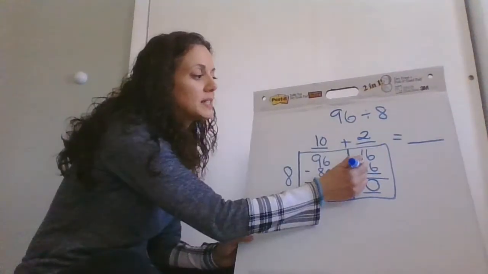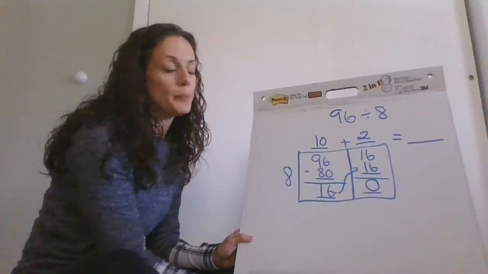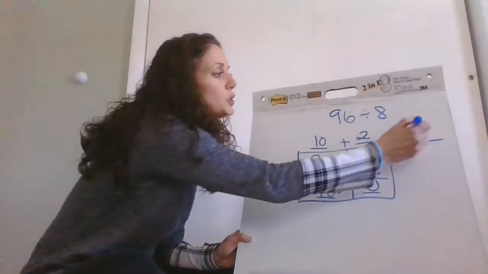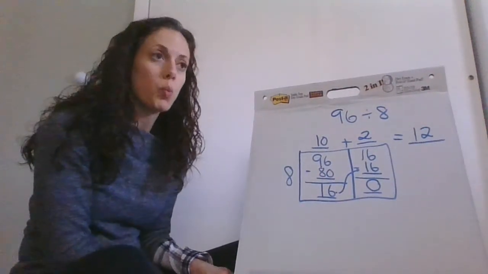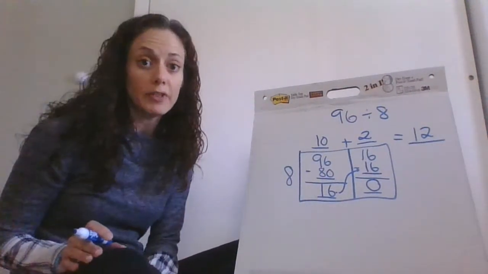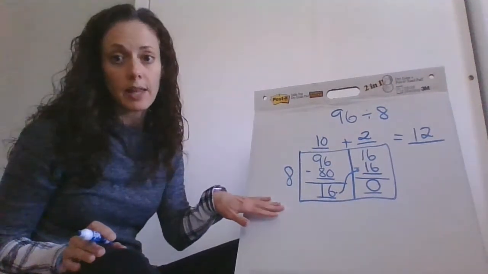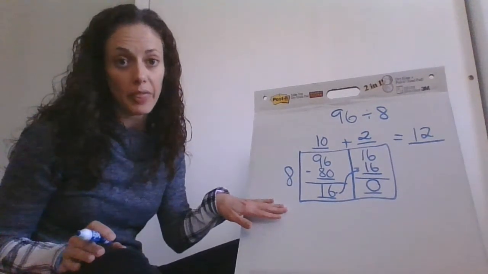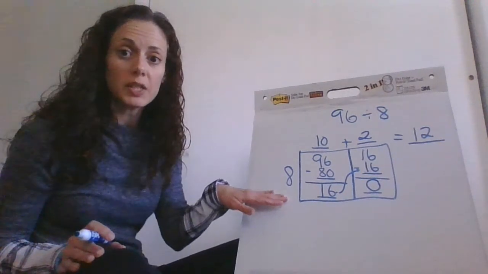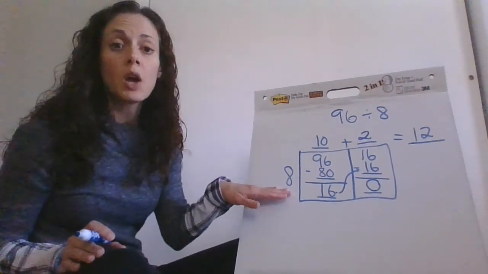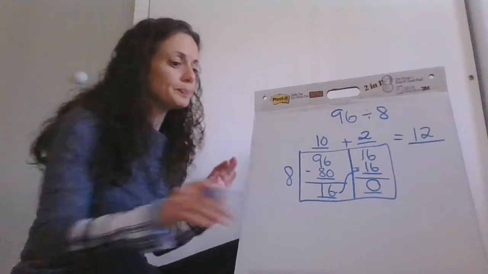8 times 2 is 16. 16 minus 16 is 0. Over here, 10 plus 2 is 12. So you're going to see that numbers 1, 2, and 11 all look like this. They all have this type of area model with them. You can solve it using the partial quotients way that I just did, or you can solve it like this by filling in the blanks.